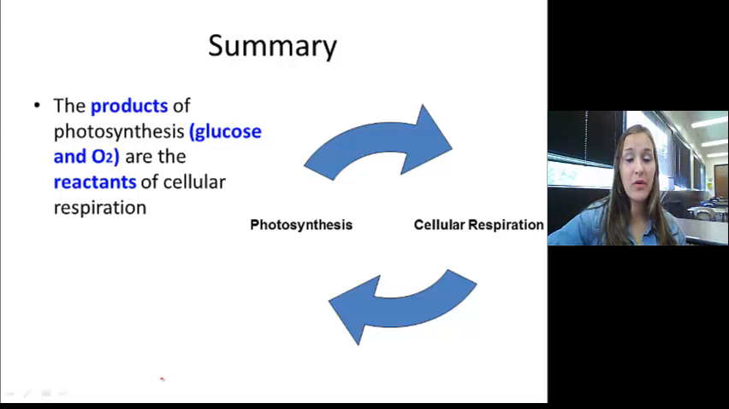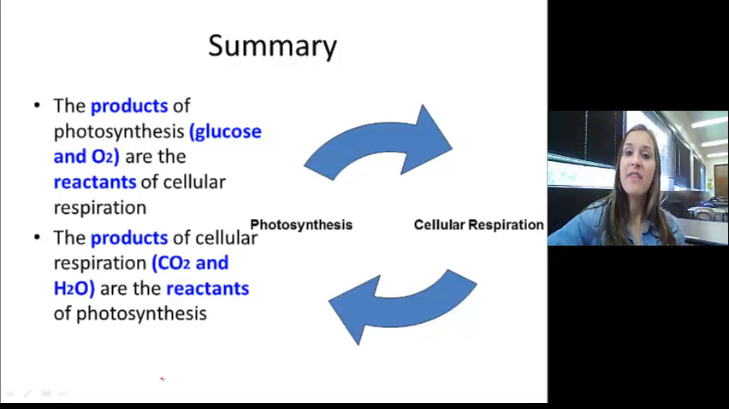So in summary, the products of photosynthesis, what's made, is sugar and O2, which is glucose and oxygen. And those are what are used in cellular respiration. So they're the reactants of cellular respiration. And the opposite goes for cellular respiration. The products of cellular respiration, CO2 and H2O, and energy, are the reactants of photosynthesis.